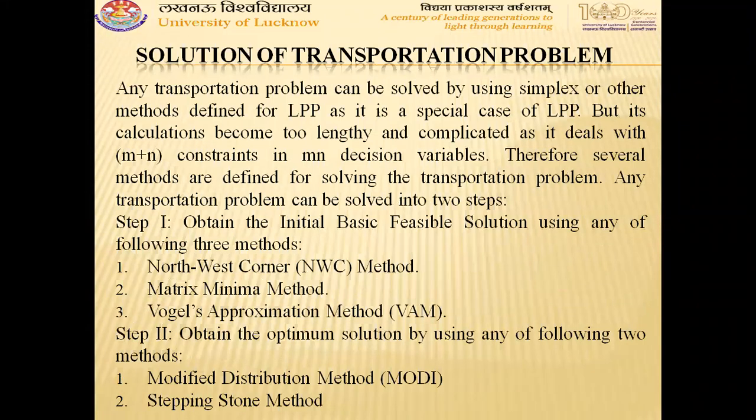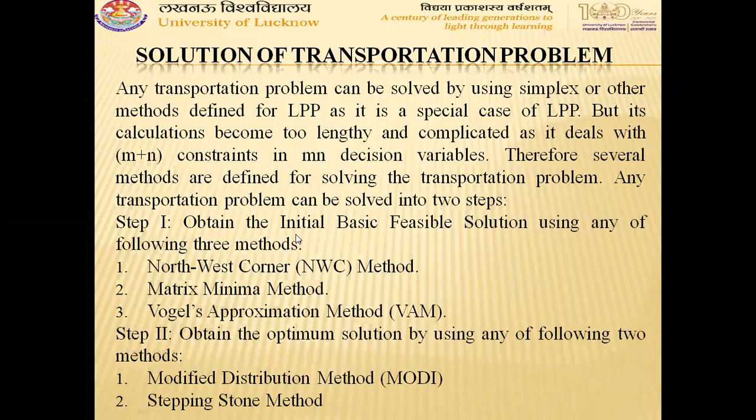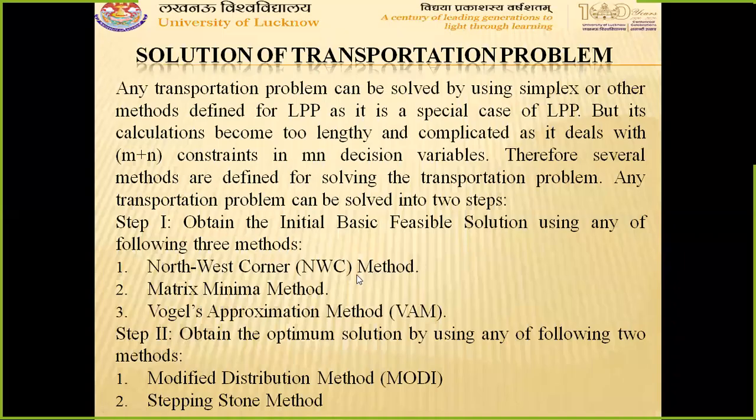Now solution of linear transportation problem can be obtained in two steps. One is obtaining the initial basic feasible solution using any of three methods: northwest corner method, matrix minimum method, or Vogel's approximation method. Whereas optimum solution can be obtained by using any of following two methods called as Modi method or modified distribution method and stepping stone method.